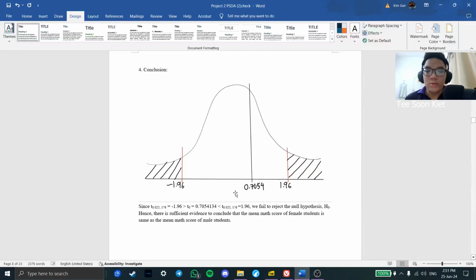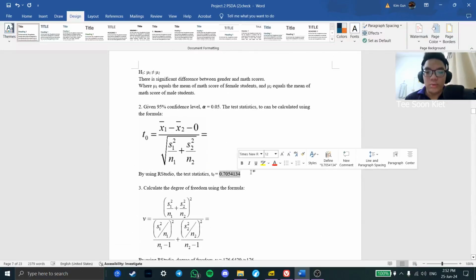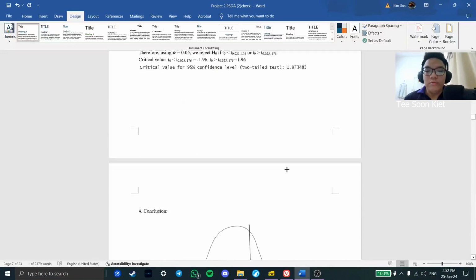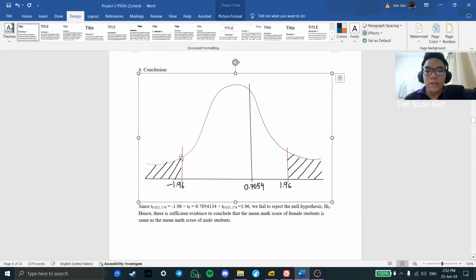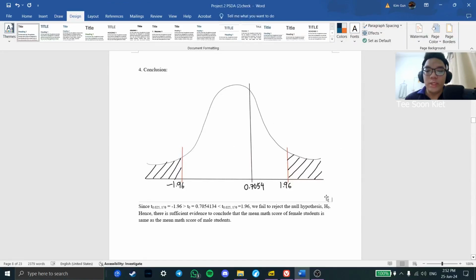Here is the two-tail test for this hypothesis. The negative 1.96 is here, and 1.96 is here, where our t value 0.705 lands here in the middle of the graph, which means that we fail to reject the null hypothesis. Hence there is no significant evidence to conclude that the mean math score for female students differs from the mean math score for the male students.